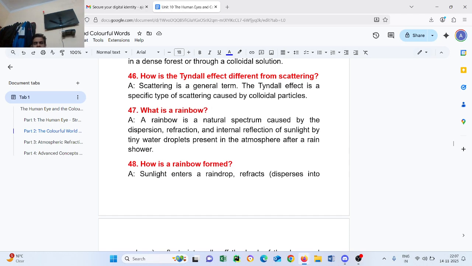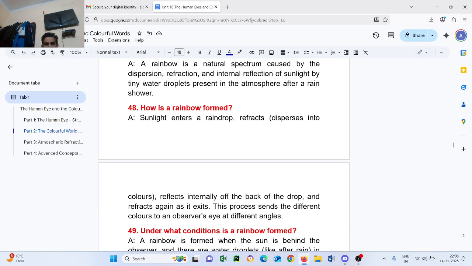How is a rainbow formed? Sunlight enters a raindrop, refracts, disperses into the colors, reflects internally off the back of the drop and refracts again as it exits. This process sends the different colors to an observer's eyes at different angles.